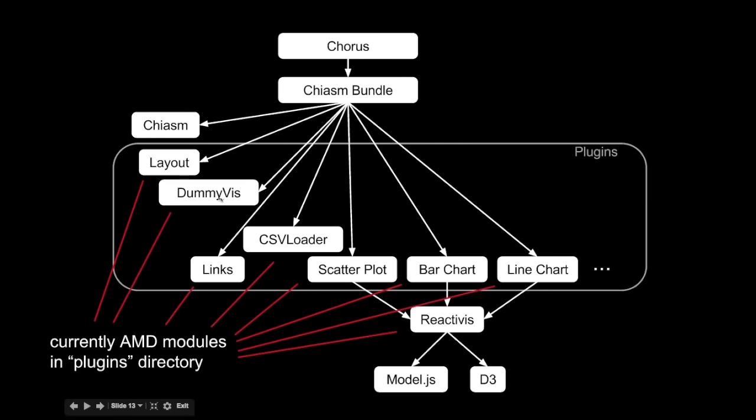So right now, all of these modules are AMD modules. So AMD means asynchronous module definition. It's just a way of making JavaScript modules that can encode their dependencies on other modules. These are currently all files in the plugins directory of the Chiasm project.